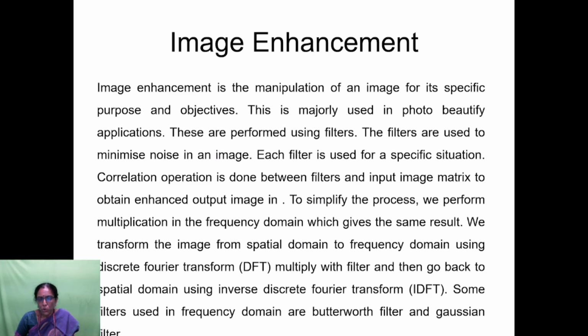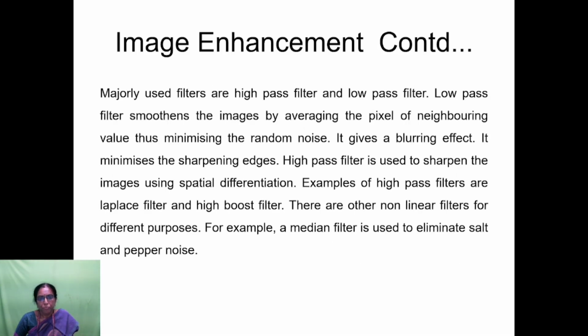To simplify the process, we perform multiplication in the frequency domain, which gives the same result. We transform the image from spatial domain to frequency domain using the discrete Fourier transform, and then go back to the spatial domain using the inverse discrete Fourier transform. Some filters used here are the Butterworth filter and the Gaussian filter. Low pass filters are also used for removing noise and give a blurring effect.